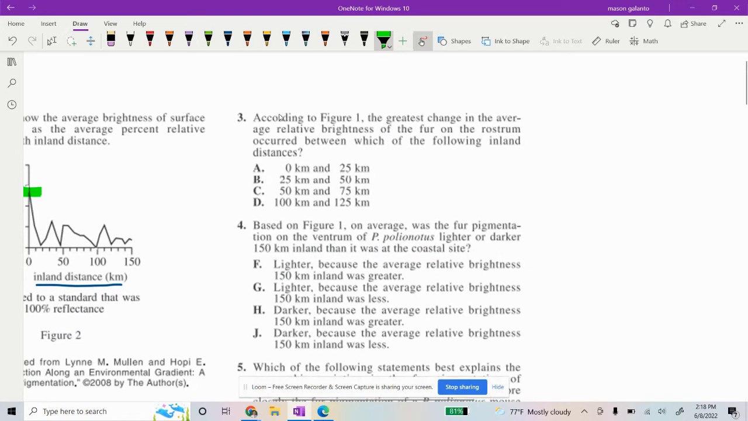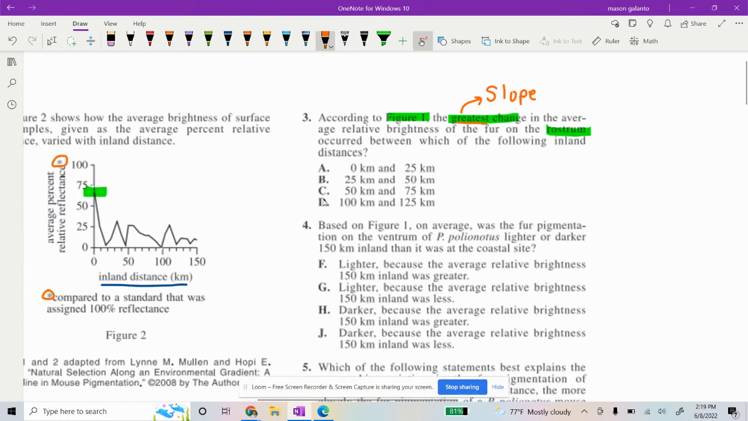All right, number 3. According to figure 1, the greatest change in the average relative brightness of the fur on the rostrum occurred between which of the following inland distances? Again, greatest change. Whenever I'm looking at greatest change, my mind automatically goes to slope. And very specifically, the greatest slope would be the steepest slope for the rostrum. And so where did it occur? Note that we're going between two values.